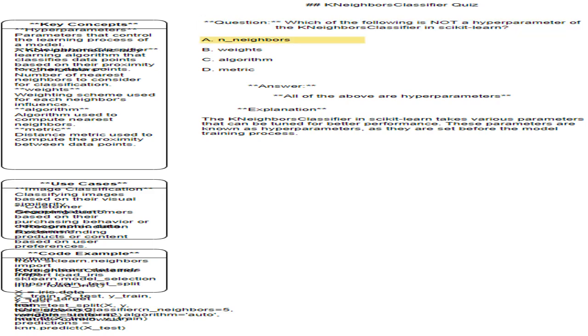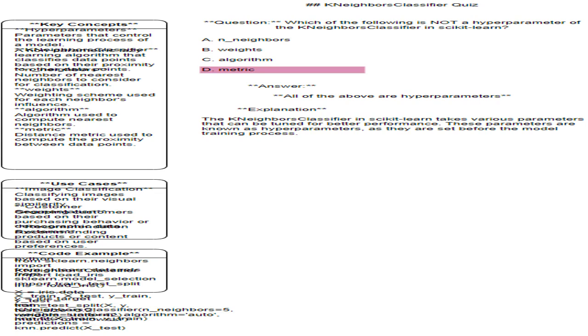Which of the following is not a hyperparameter of the k-neighbors classifier in sklearn? A. n_neighbors. B. Weights. C. Algorithm. D. Metric. This is a hyperparameter. It determines the number of nearest neighbors used to make a prediction.